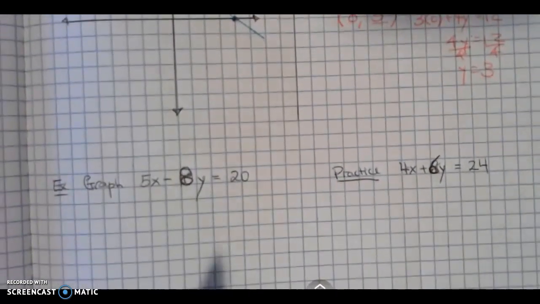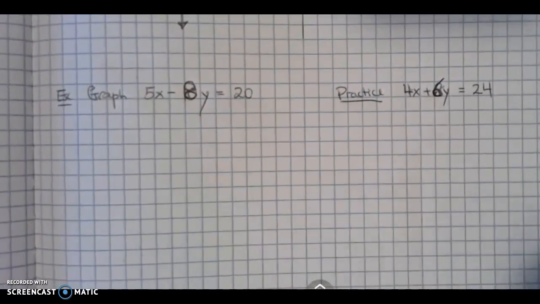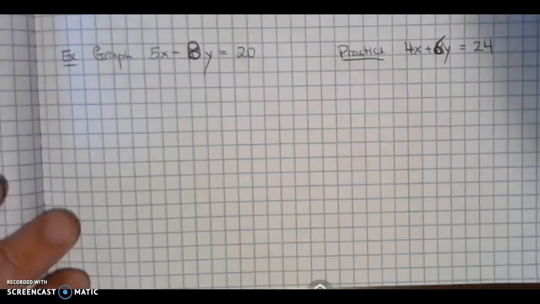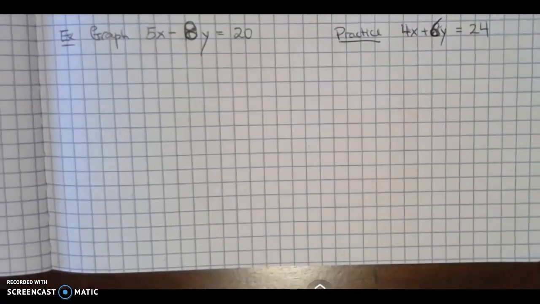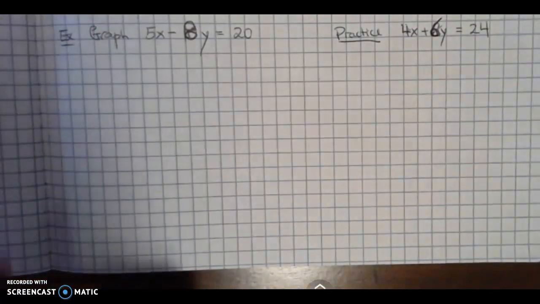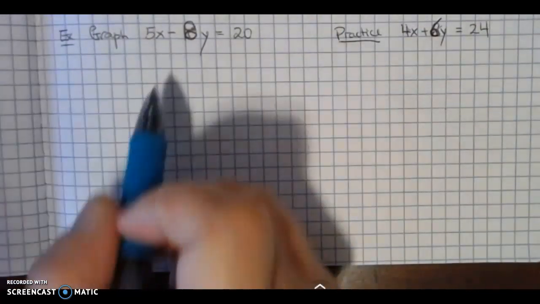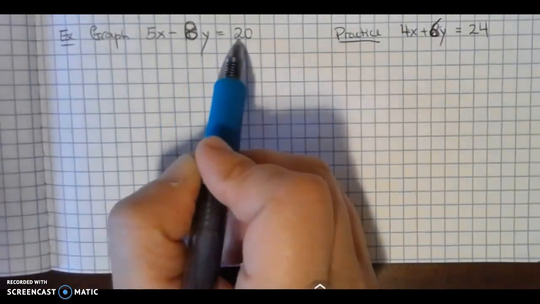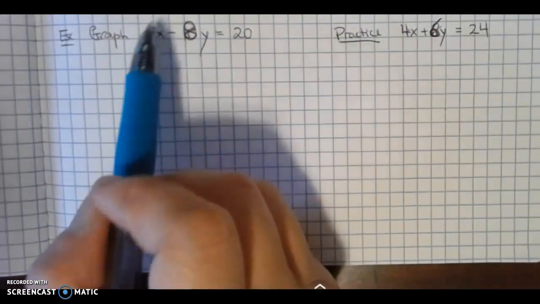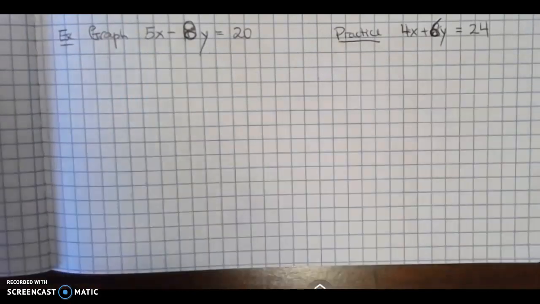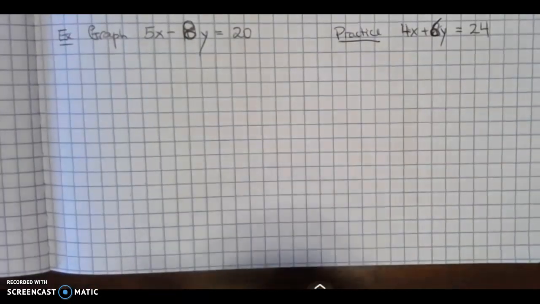This time I am going to use the cover up method, and the cover up method works. Why? Because we are setting the x and y value to be 0. Okay, so graph 5x minus 8y is equal to 20. I don't want to convert it to y is equal to mx plus b. I am going to use the cover up method.